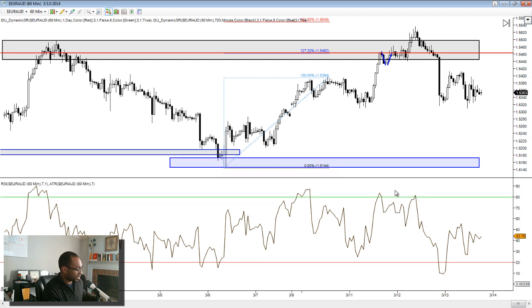Going back down to the RSI, you can see we also have some pretty good RSI divergence, meaning our highest high right here is where the market went overbought. Then on our two tests afterwards, you can see we have lower highs on the RSI.